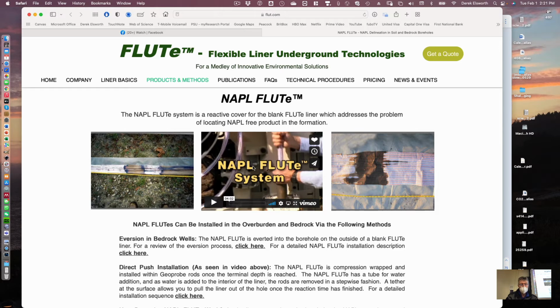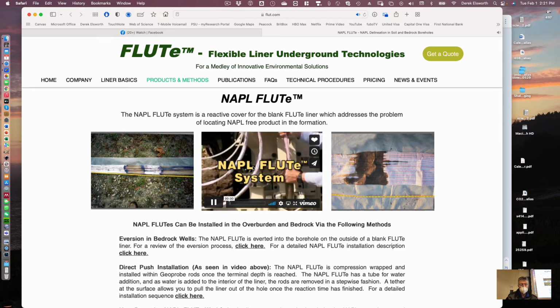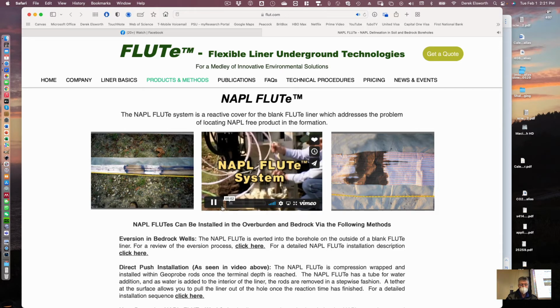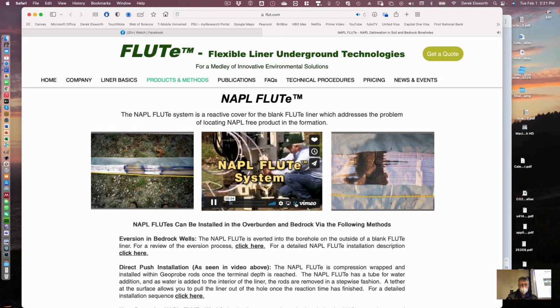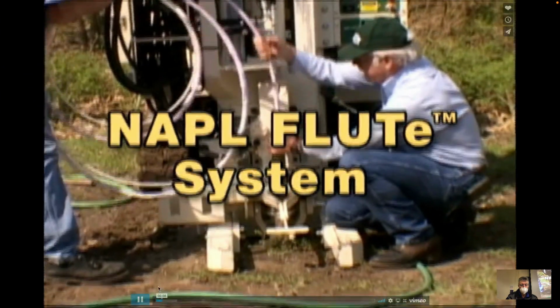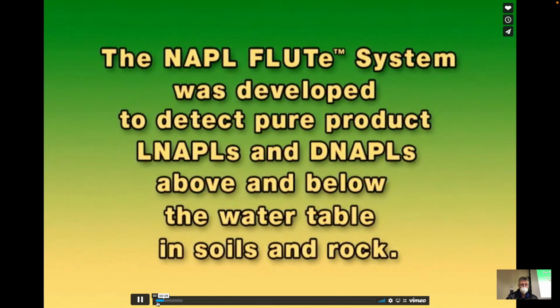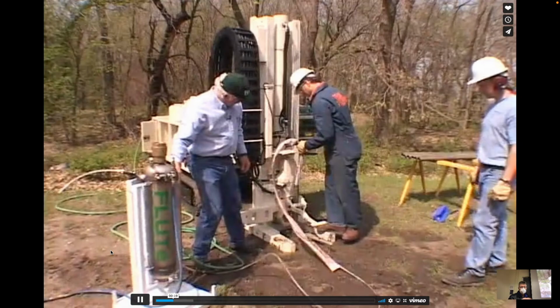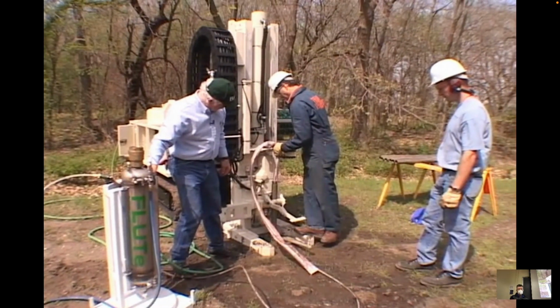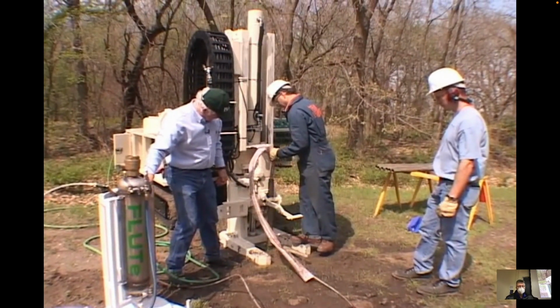This is a short description of the NAPL flute system developed by flexible liner underground technologies. The NAPL flute system was developed to detect pure product LNAPLs and DNAPLs above and below the water table in soils and rock. The NAPL flute system is a simple and cost-effective technique for mapping NAPLs.